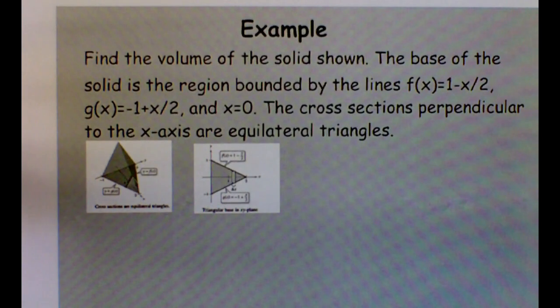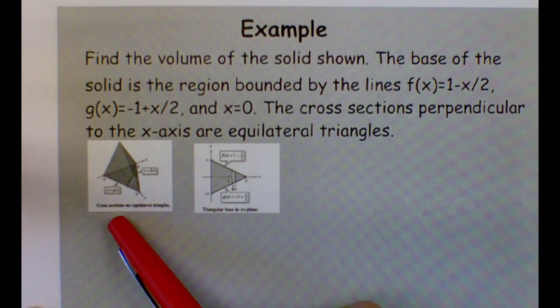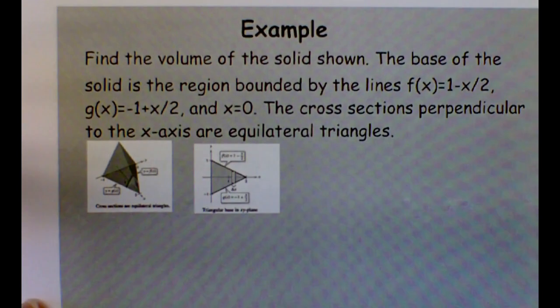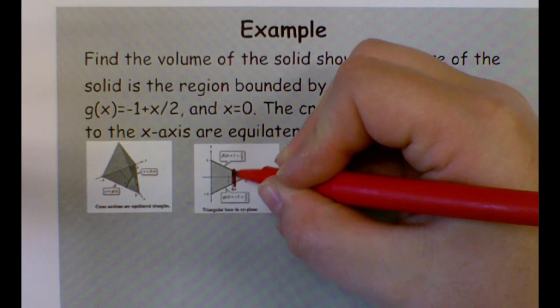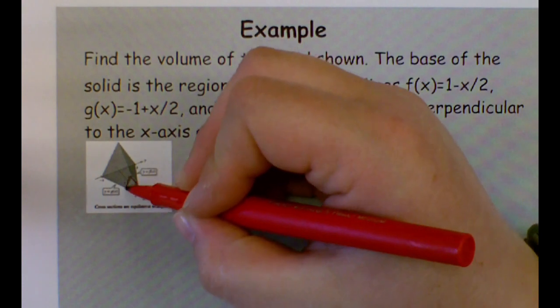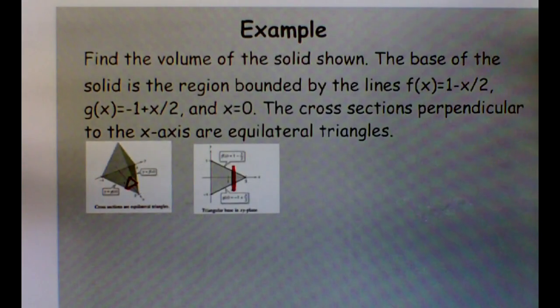This is a solid, all right? We got a little triangular situation here. The base of it is the region bounded by the lines 1 minus x over 2 and negative 1 plus x over 2, and x equals 0. The cross-sections perpendicular to the x-axis are equilateral triangles. All right, so this is what the figure looks like. They also drew the flat xy coordinate plane version. Here is the cross-section. But up into the air, when I make it 3D, that's an equilateral triangle.